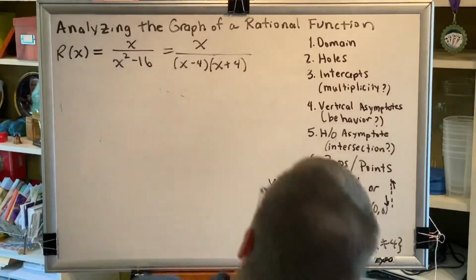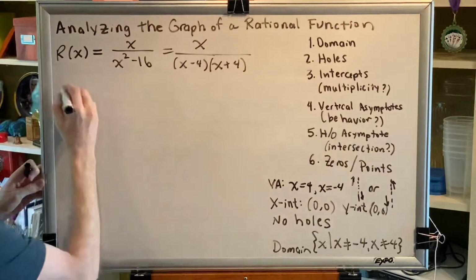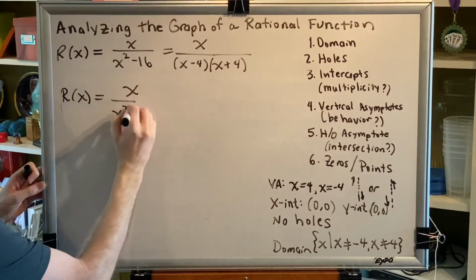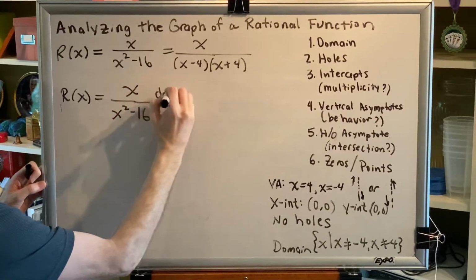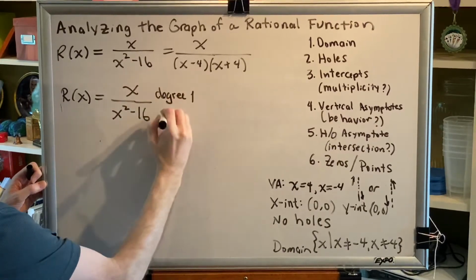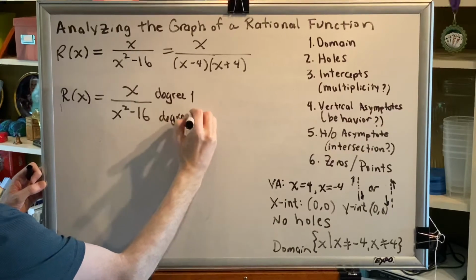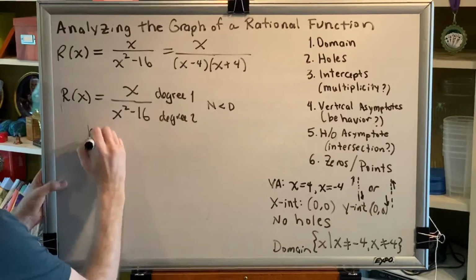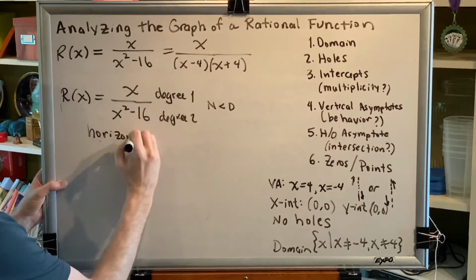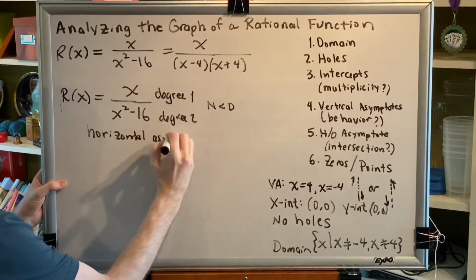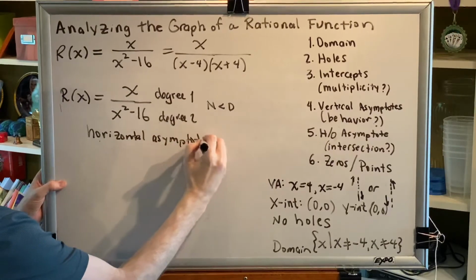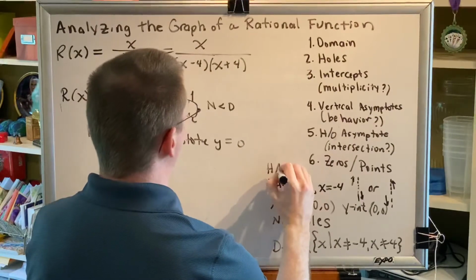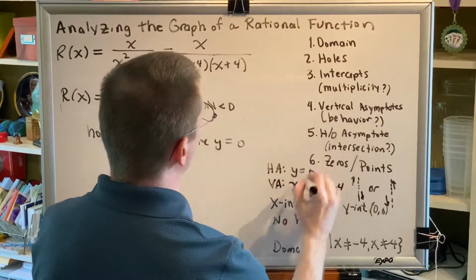All right, that moves us now on to the horizontal or oblique asymptote. So if we look at our function, r of x is equal to x over x squared minus 16. We can see that the numerator is degree 1, the denominator is degree 2, which means that the numerator degree is less than the denominator degree, and therefore we have the horizontal asymptote y equals 0.